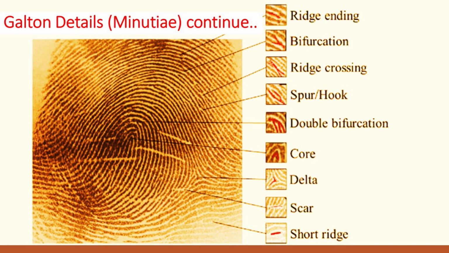Then you have double bifurcation. Double bifurcation is when you have a line bifurcated, then the one that bifurcated also bifurcates further. That is a double bifurcation. Look at it here. Double bifurcation. So all these are points. We call them Galton details. They are those details or Galton points where you can mark.